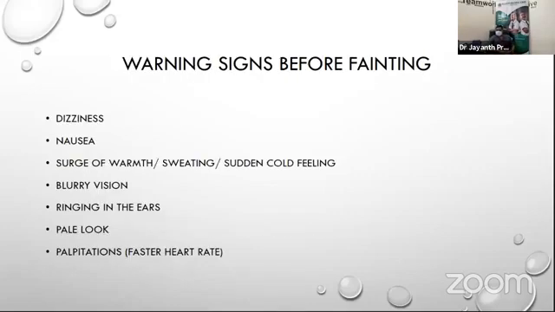Then we have warning signs. Most of the people experience some warning signs before fainting. They feel a little lightheadedness or dizziness, nausea, that is feeling like vomiting. Then sometimes they may feel some warmth or a sudden cold feeling, and they may sweat profusely all of a sudden. Vision may become blurred. There's some ringing sensation in the ears, pale look, and faster heartbeat. These all are warning signs before fainting.